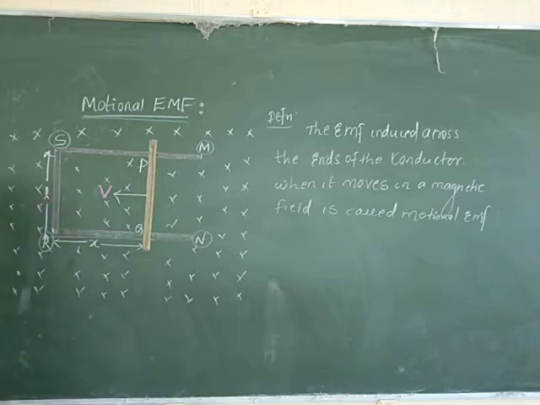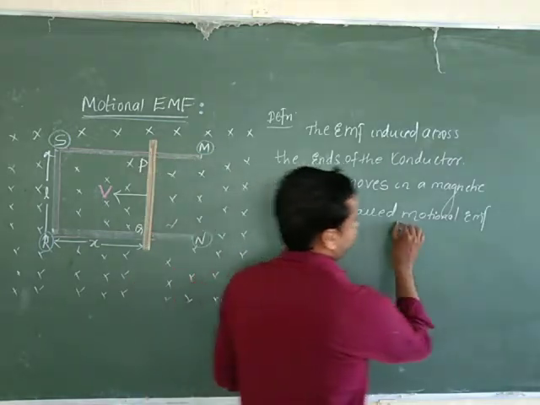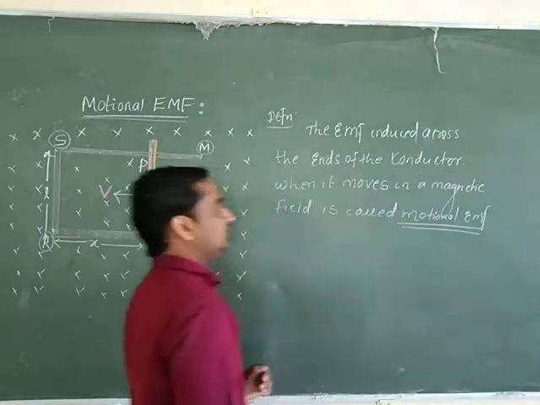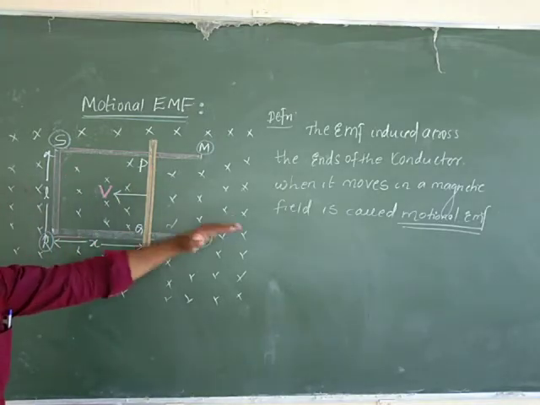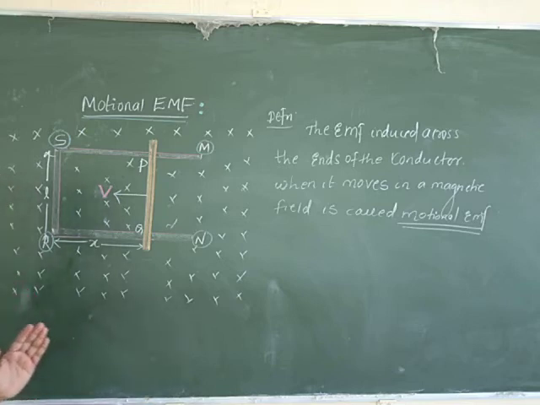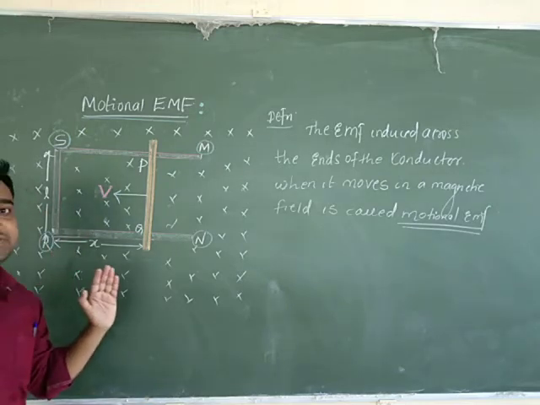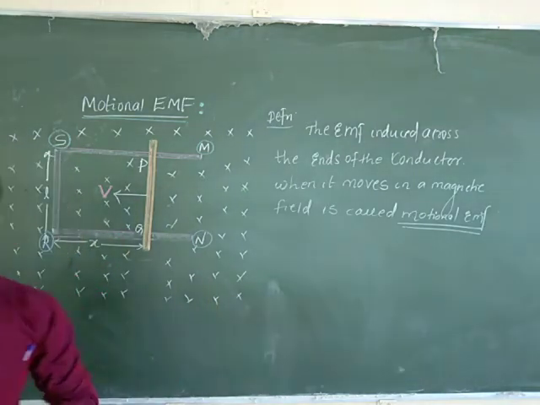So what is motional EMF here? The EMF induced across the ends of the conductor when it moves in a magnetic field is called the motional EMF in the conductor, right? ಇಲ್ಲಿ ಏನು ಮಾಡ್ತೀವಿ ನಾವು ಕಂಡಕ್ಟರ್ ಅನ್ನು ಮೂವ್ ಮಾಡಿ ಏರಿಯಾ ಆಫ್ ದ ಕಾಯಿಲ್ ಚೇಂಜ್ ಮಾಡ್ತೀವಿ. So the magnetic flux linked with the coil changes, so EMF is induced. In this way we have to calculate the motional EMF.